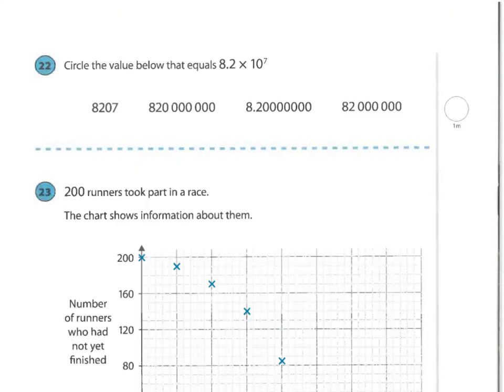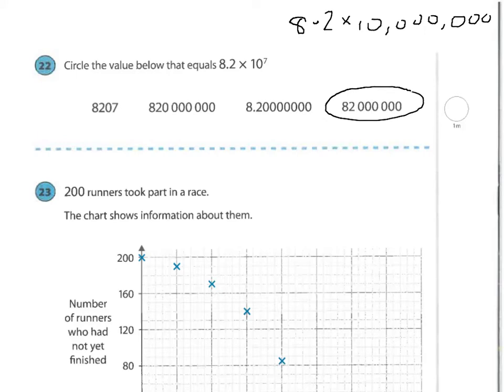Question 22. Circle the value below that equals 8.2 times 10 to the power 7. Okay, so this is 8.2 times 10 million. So it's 1 with 7 zeros, in other words. So what you've got to do is move the digits in the 8.2 7 places to the left. And that is going to mean that you would have 6 noughts, so the answer is 82 million.